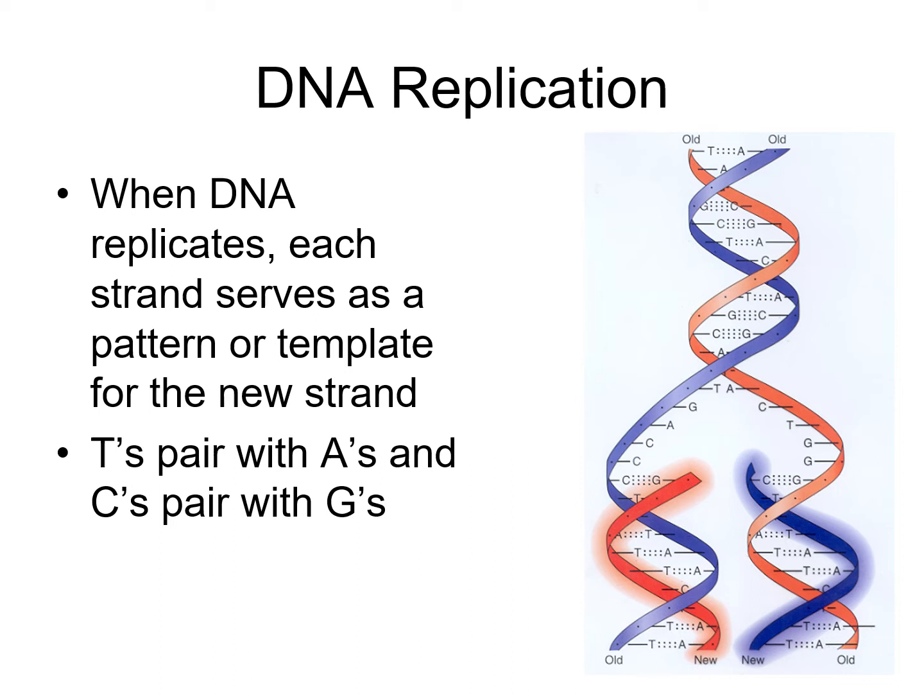So when DNA replicates, each side gets photocopied at the same time. And this is what we call a template. The original piece is a template. That's going to be what we use to copy the new recipes. And remember, T's will pair with A's and C's will pair with G's.